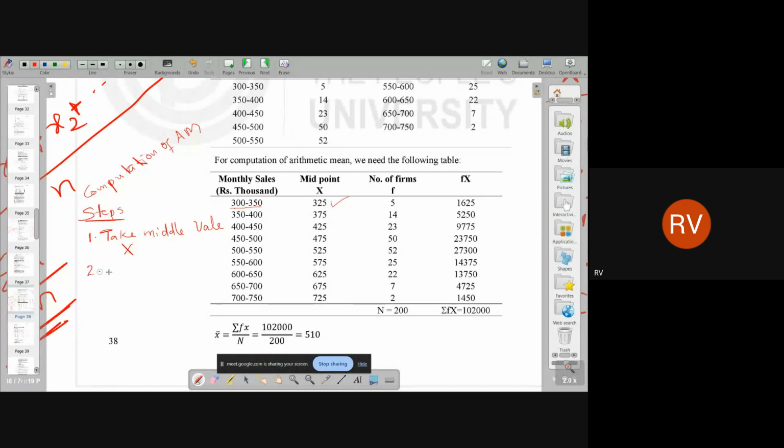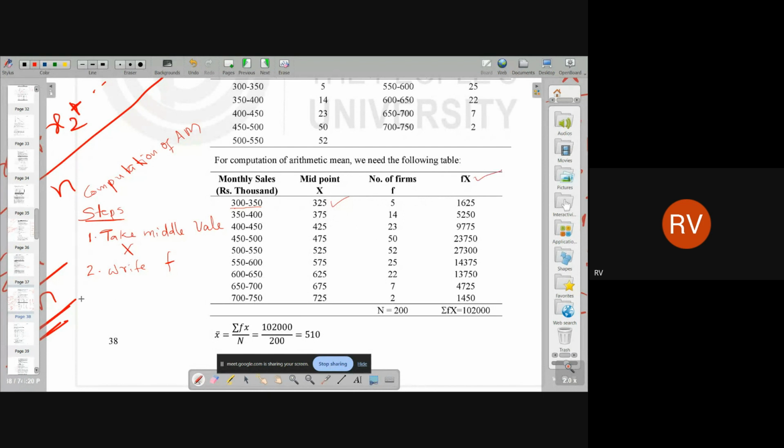Step 2: f is frequency, that is, the number of firms. For 300 to 350 monthly sales, there are 5 firms. That is, x is 325. Instead of 300 to 350, we take its midpoint 325. There are 5 firms whose monthly sale is 325. There are 14 firms whose monthly sale is 375. Then multiply each f into x, that is fx.